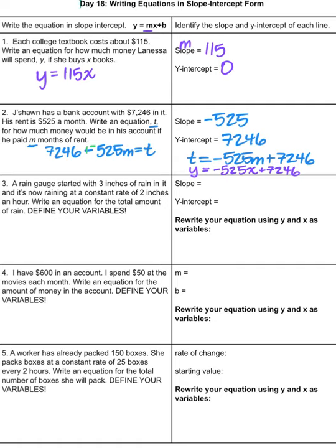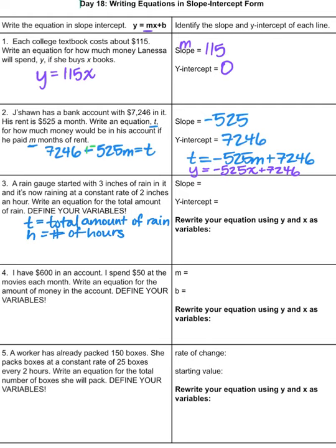A rain gauge started with 3 inches of rain in it, and it's now raining at a constant rate of 2 inches an hour. Write an equation for the total amount of rain. Define your variables. So it didn't tell us what variables to use. So I'm going to make T equal the total amount of rain. And since I have this constant rate of 2 inches an hour, the thing that matters is H, the number of hours. This is what I mean by define your variables.